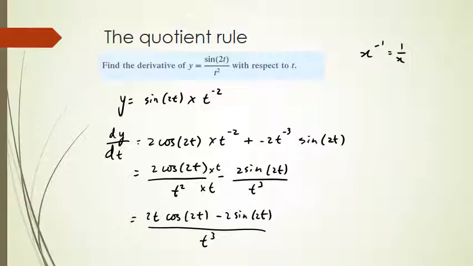The only thing is you have to double check that you've done the negative power. If you haven't done the negative power, it's hard to make it work because you will stuff it up.